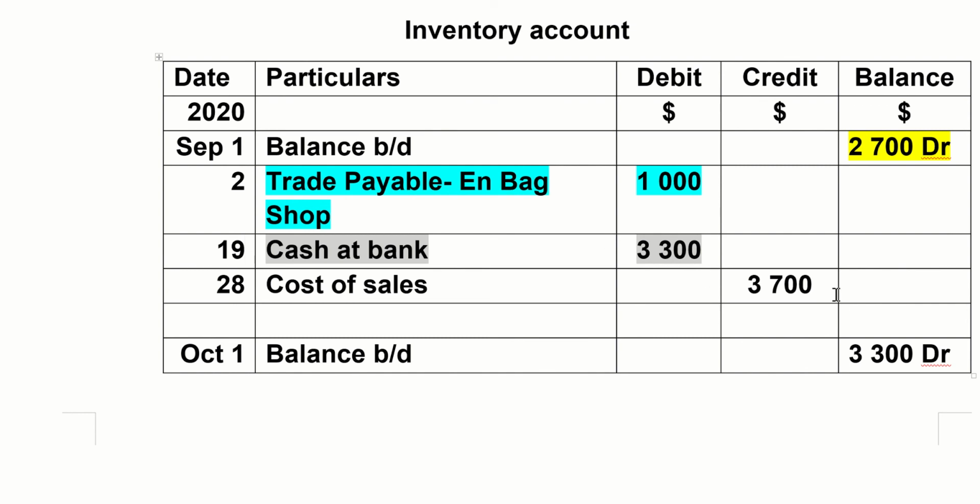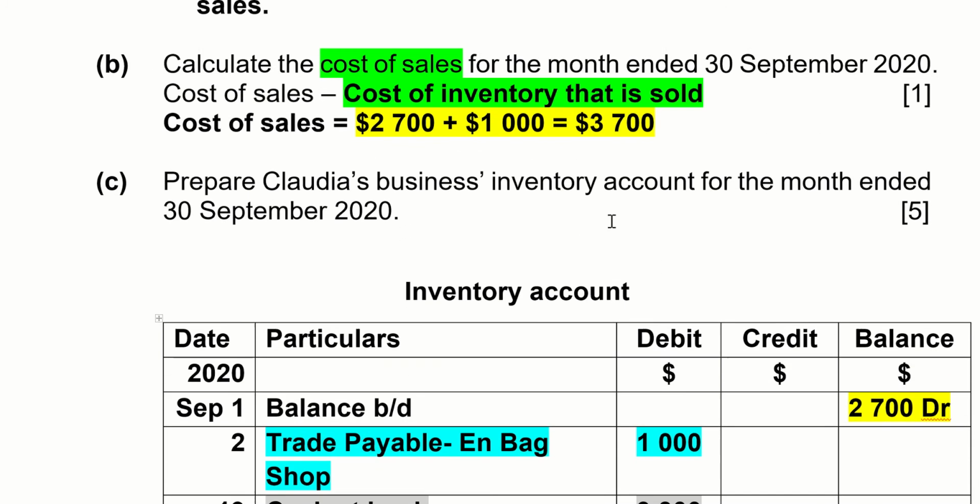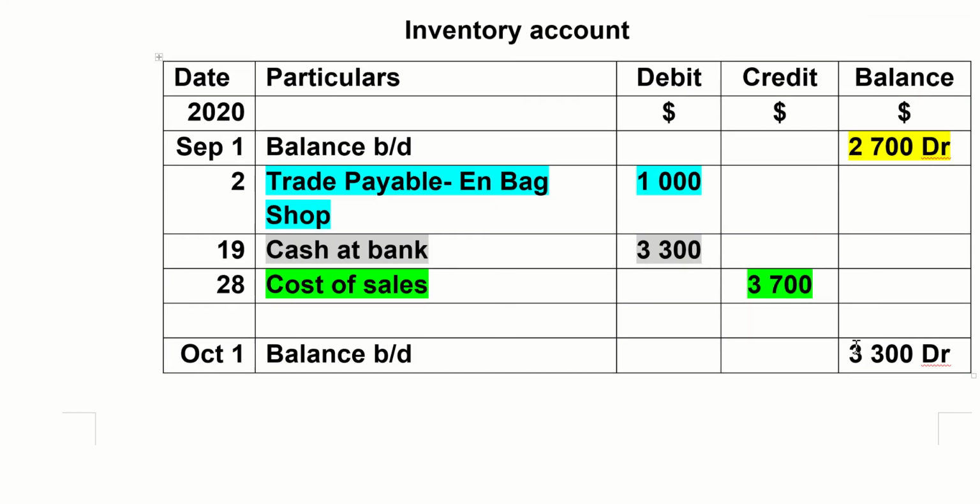Where is this 3700? Where does it come from? It came from the cost of sales that you calculated over here. All right, and the balance is 3300.